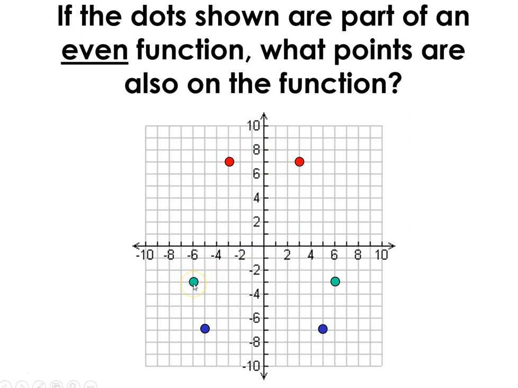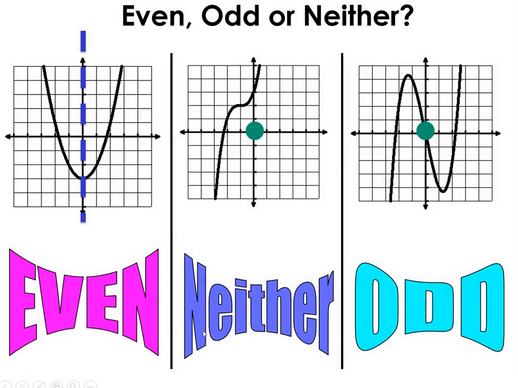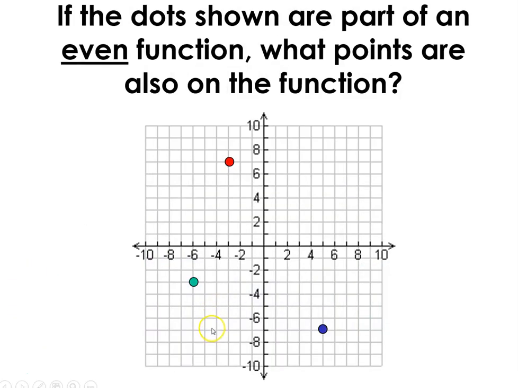And the same thing with the green. If this point is here, so let's go back again. If this point is here and the function is even, then it has a partner reflection point over here. And then finally, looking at the blue one, if this point is on an even function, then there must be a reflected partner over here. Oops, sorry, I went the wrong way. To make it an even function.